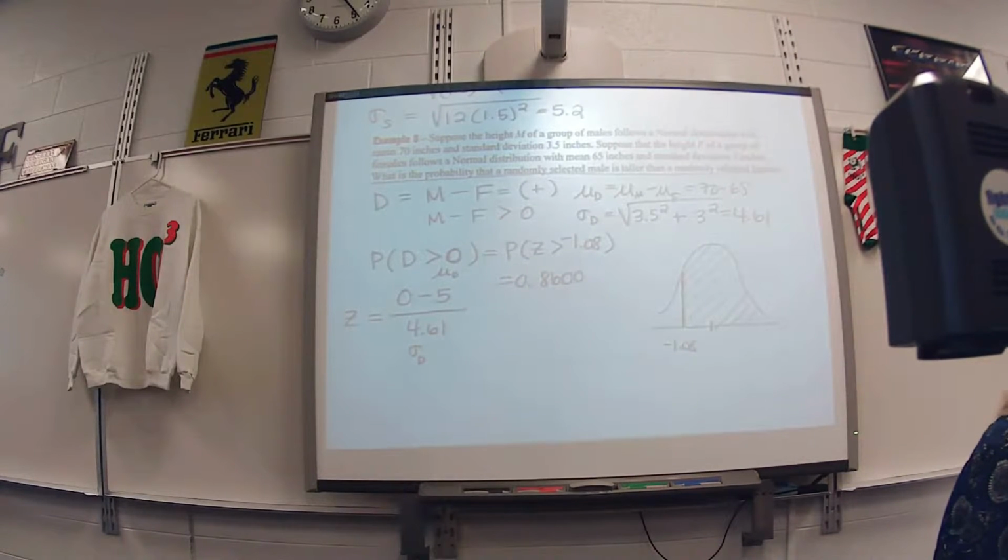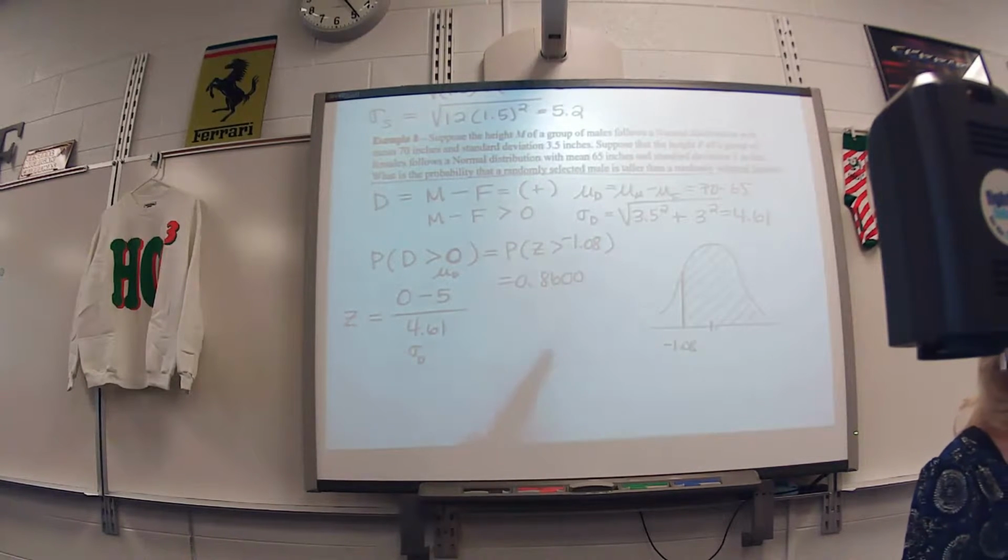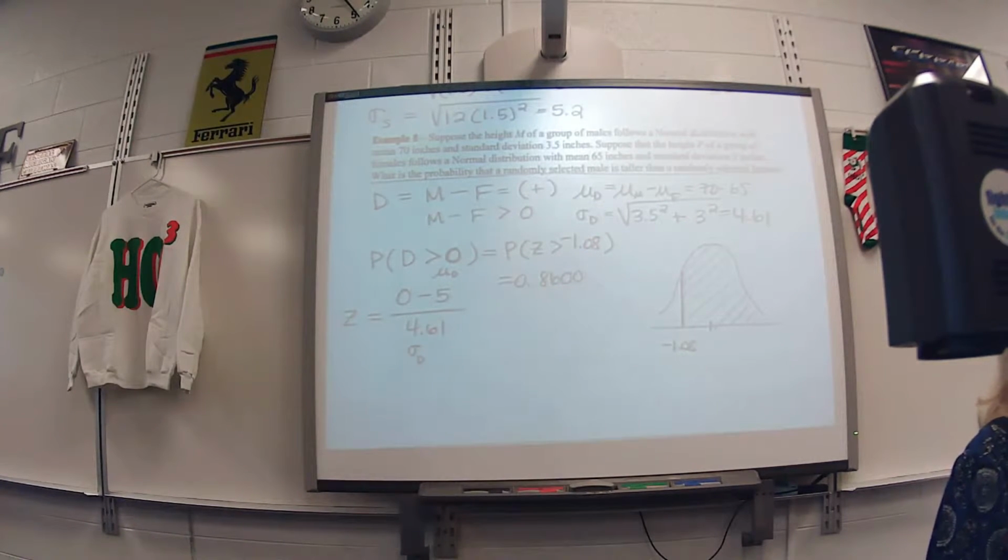So what this is saying is, if I randomly select one male and one female from a group, there is an 86% chance that the male is going to be taller than the female. What do you think?